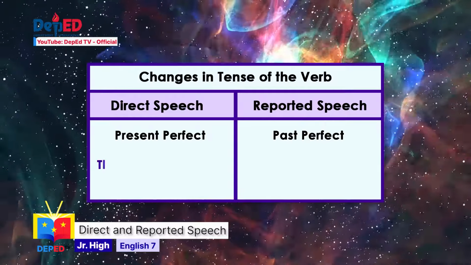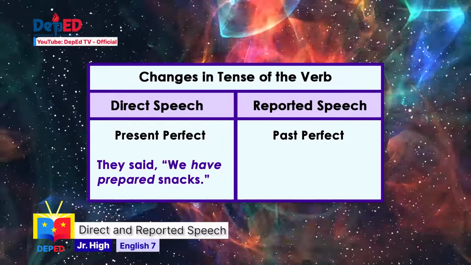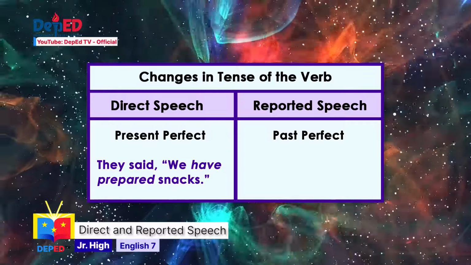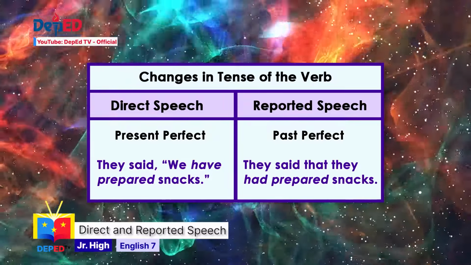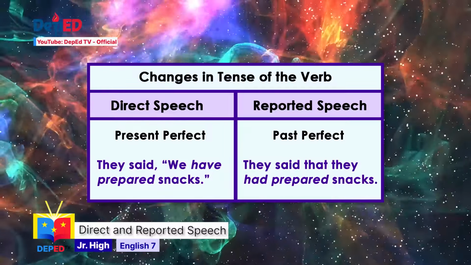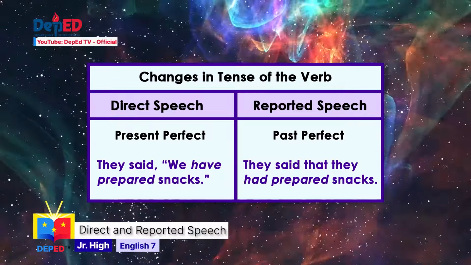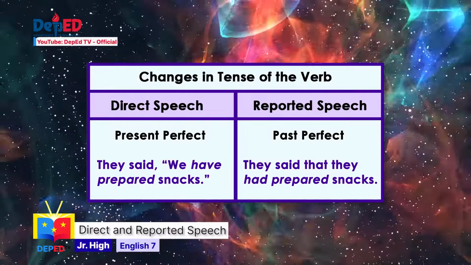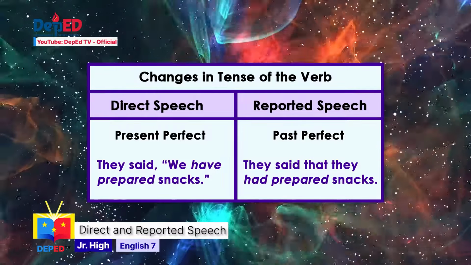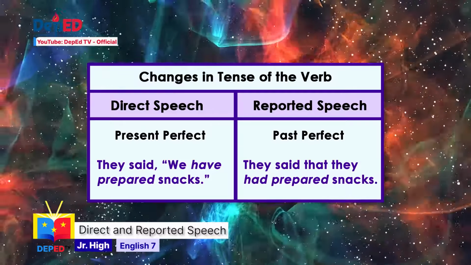Present perfect. They said, "We have prepared snacks." Past perfect. They said that they had prepared snacks. In direct speech, the verb have prepared is in its present perfect tense. In reported speech, the verb becomes had prepared, which is in its past perfect tense.